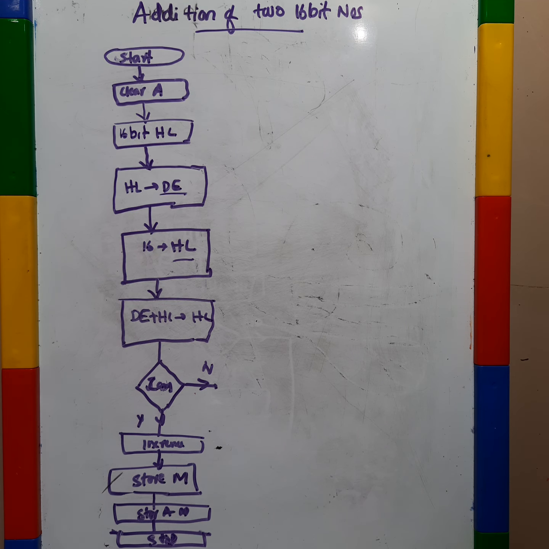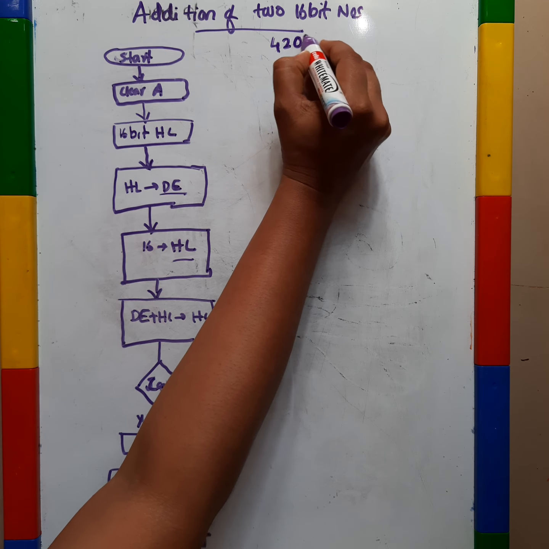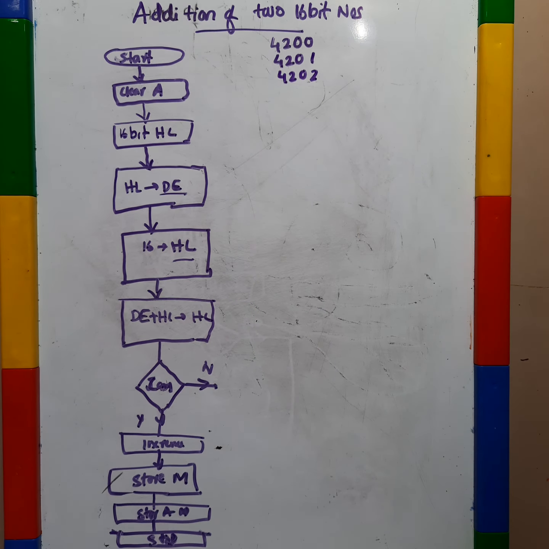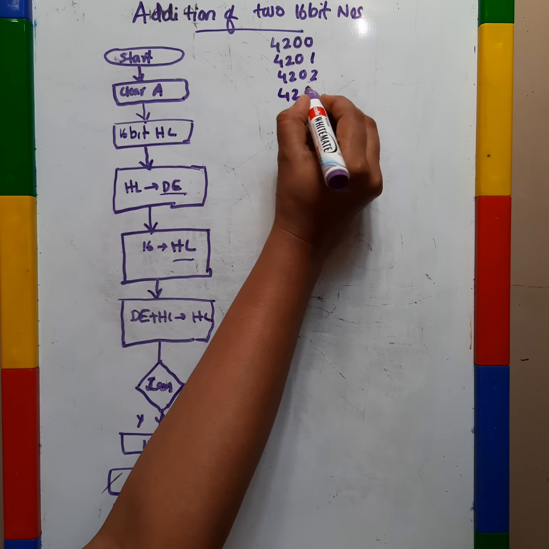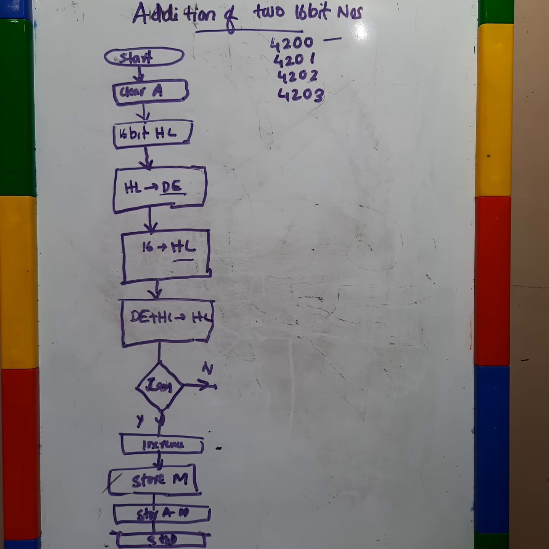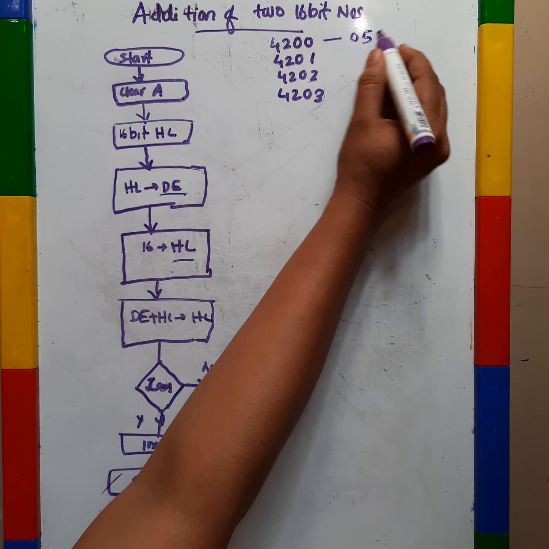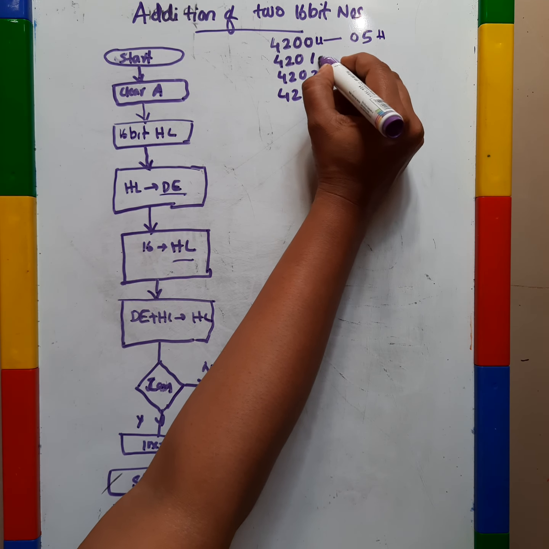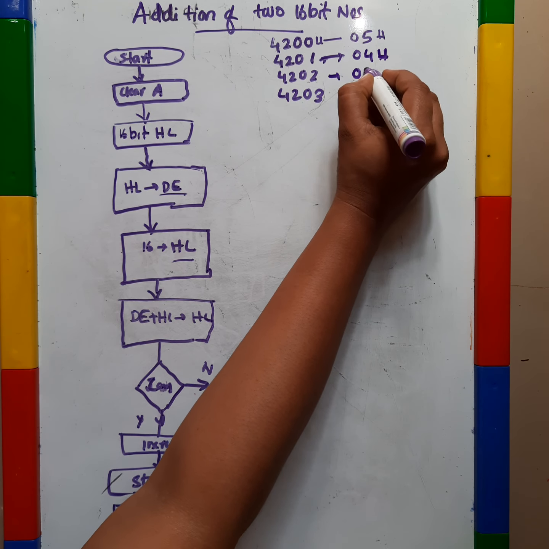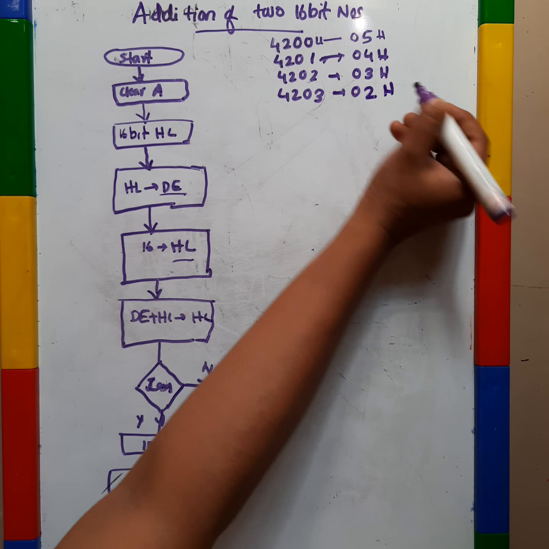Now, if I am storing the two 16-bit numbers in locations 4200, 4201, 4202, 4203. Now in 4200 I will store data 05H, we will represent this in hex, and this will be 04H, this will be 03H, and this will be 02H.